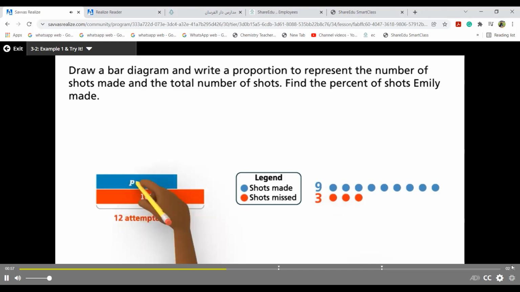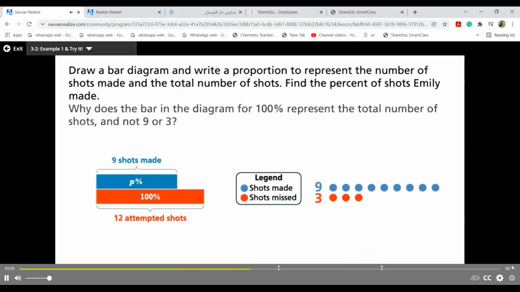We need to find the percent of shots Emily made. Emily made 9 of her 12 shots. Why does the bar in the diagram for 100% represent the total number of shots, and not 9 or 3?